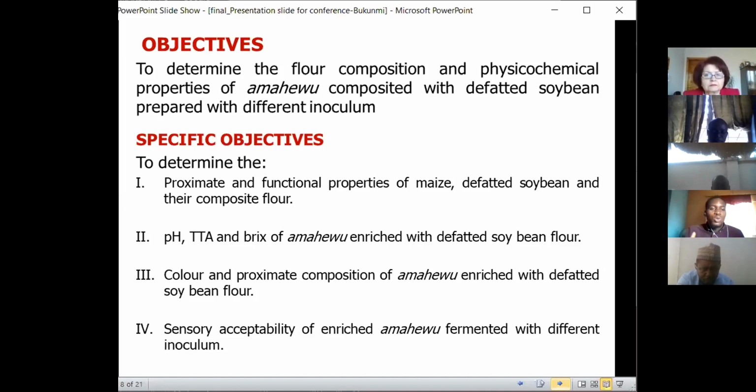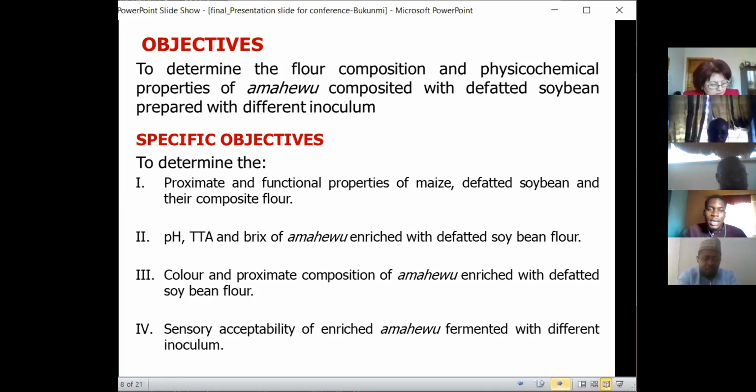Specifically, we want to know the proximate and functional properties of the flours used, which include maize, the fatted soya bean, and their composite flour. And we want to know the pH and TTA, then the sugar level of Amaheu produced from the fatted soya bean.